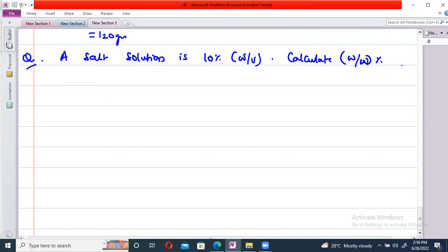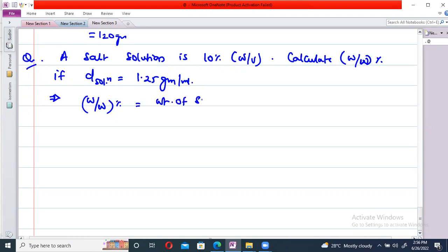To calculate W by W percentage, if the density of the solution is 1.25 gram per ml. See what they are asking, W by W percentage. That is equal to what? Weight of solute by weight of solution into 100. What is the weight of solute?